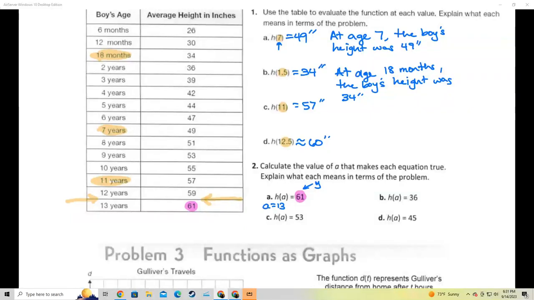What would that sentence look like? It would say something like, at age 13, the boy's height was 61 inches.